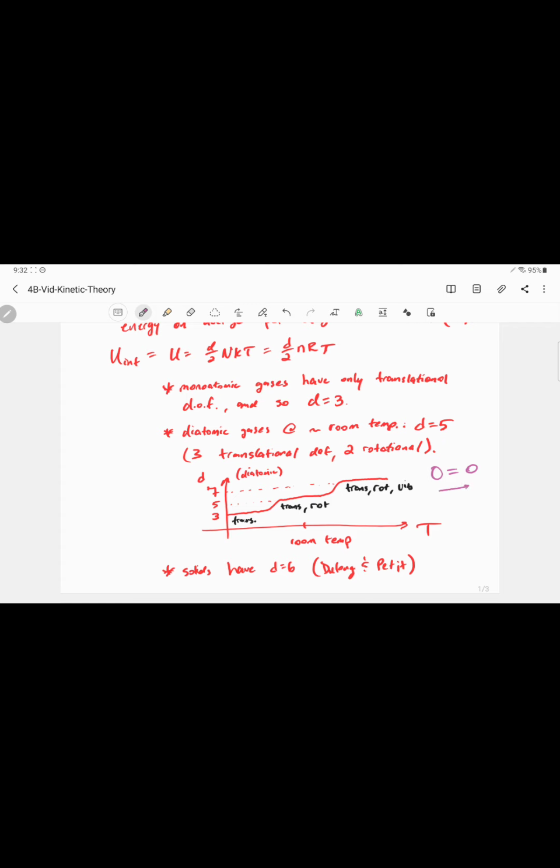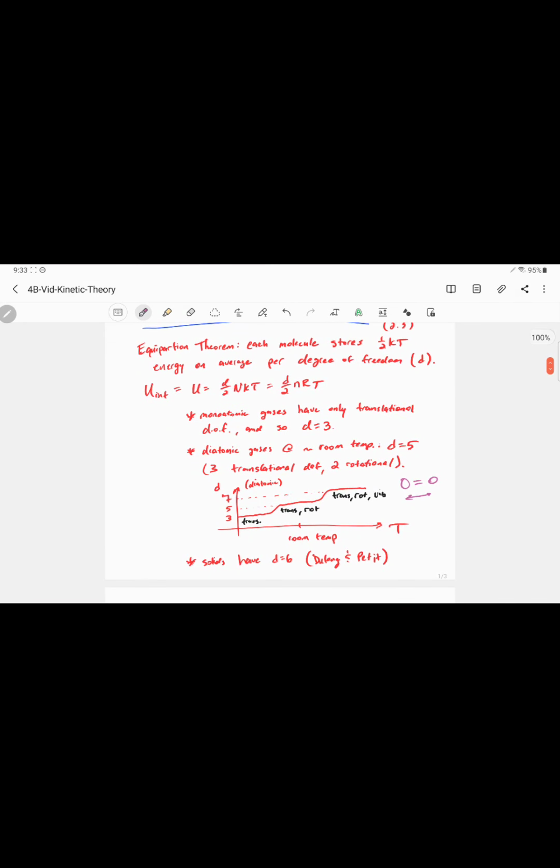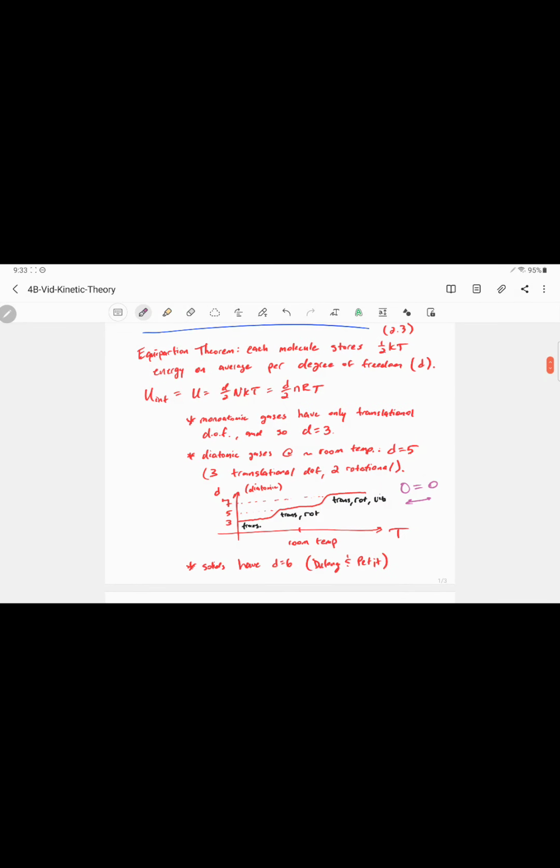Now, there's only one axis of vibration, but from a more technical definition of degrees of freedom as quadratic terms in a Lagrangian, you get 2 degrees of freedom for this one axis of vibration. So actually you go up from 5 degrees of freedom to 7 at really high temperatures. So this is really neat because this is the first time in your physics career that you've actually seen quantum mechanics in action.